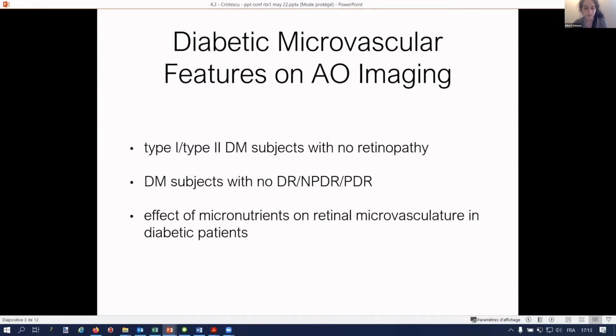The first one is dealing with the vessel parameters in type 1 and type 2 diabetic patients without retinopathy. The second one, we wanted to see whether there are any differences in different stages of diabetic retinopathy with regards to retinal arterial parameters. And thirdly, we studied the effect of resveratrol on microcirculation in diabetic retinopathy.